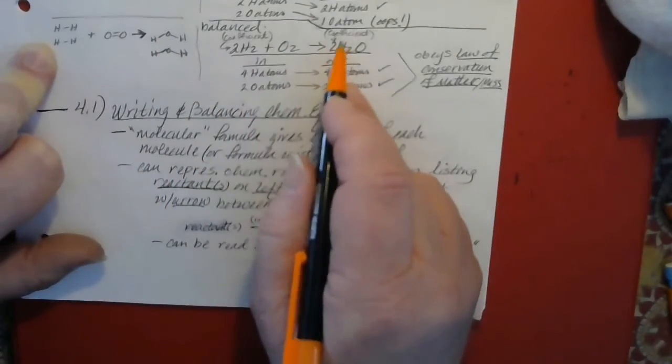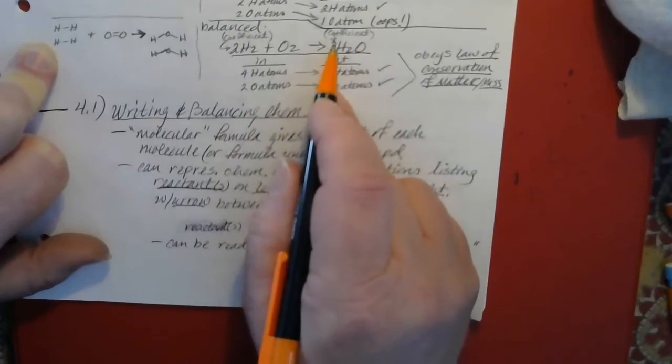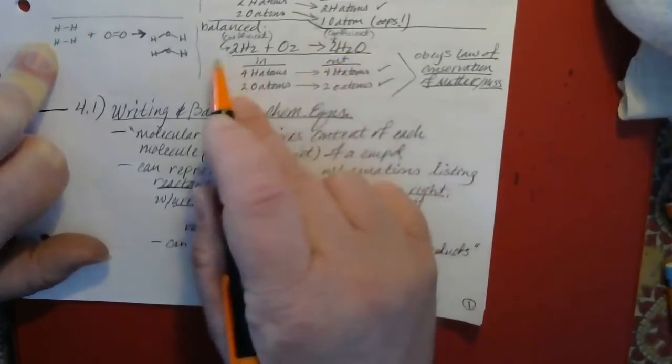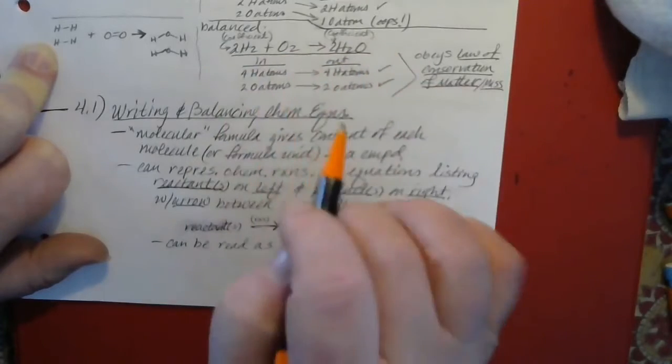And the coefficient, when you write it before a chemical formula, that's this big number in front of the chemical formula, applies to everything within the chemical formula.